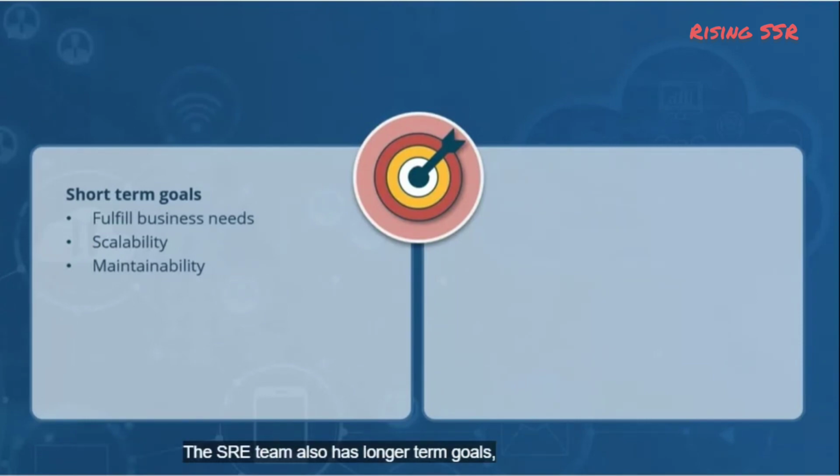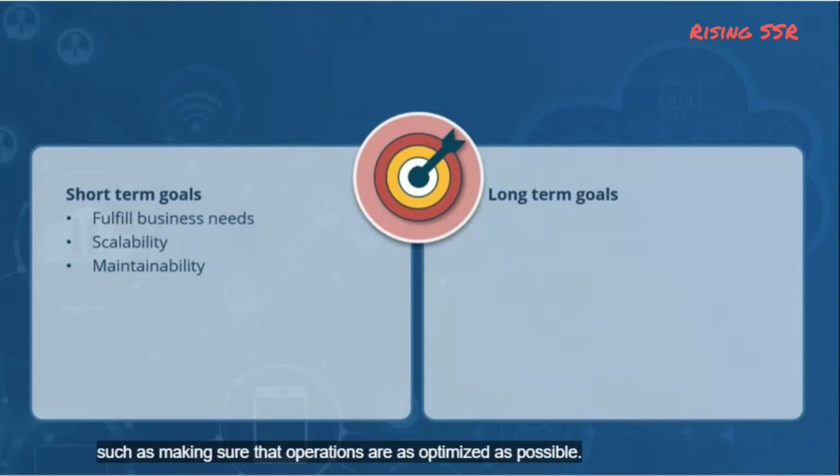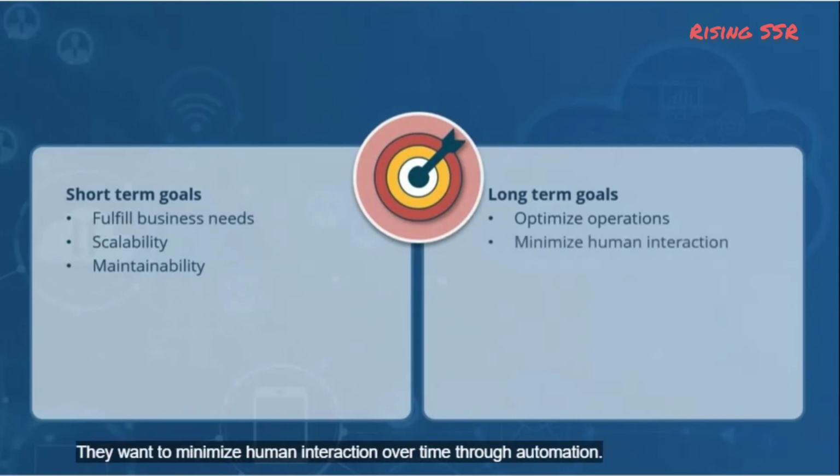The SRE team also has longer-term goals, such as making sure that operations are as optimized as possible. This usually happens over many iterations of the service. They want to minimize human interaction over time through automation. And they want to train others, such as an operations team, so that they can hand the project off. An SRE team, being highly knowledgeable, should move on to a different service once someone is trained to take over the operations of the current one.